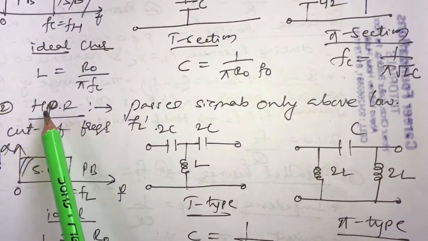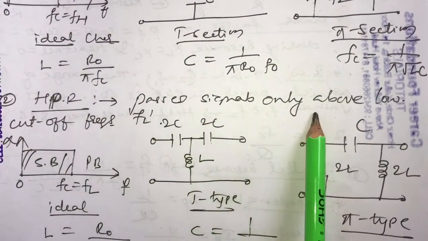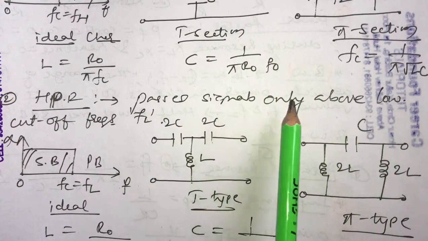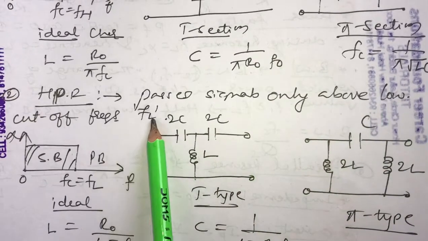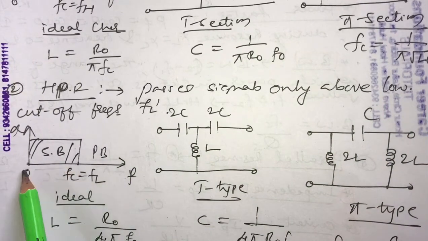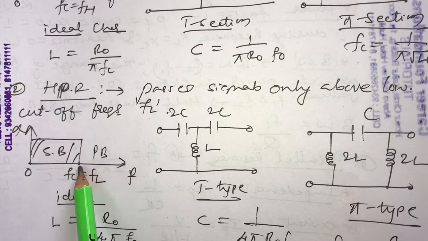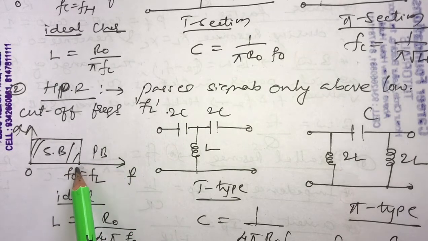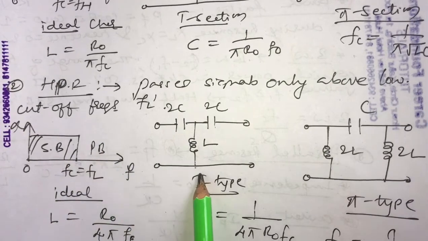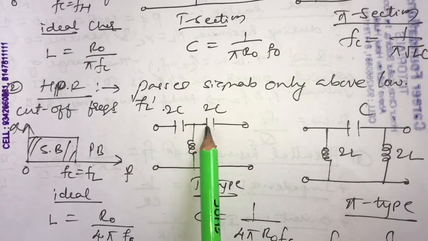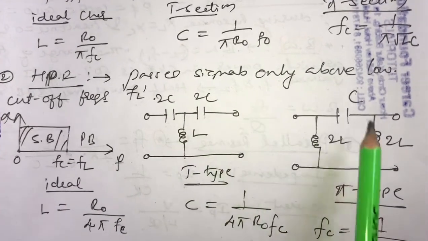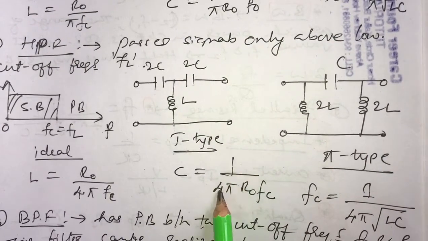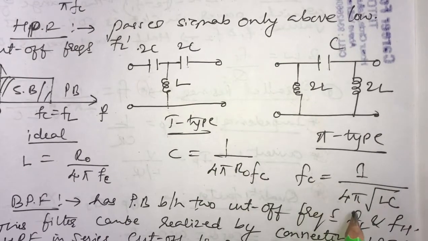Next, high pass filter, which passes the signals only above a particular limit, and the cutoff frequency is FL. See here, for example 0 to 5 kilohertz must stop, and only above 5 kilohertz must pass. So it passes only above a particular limit. 0 to 5 total stop, more than 5 kilohertz it passes. And this is the high pass filter T section using 2 capacitors, 1 inductor, and pi filter 1 capacitor and 2 inductors. And these are the formulas: C equal to 1 by 4 pi R naught FC, and FC equal to 1 divided by 4 pi under the root LC.